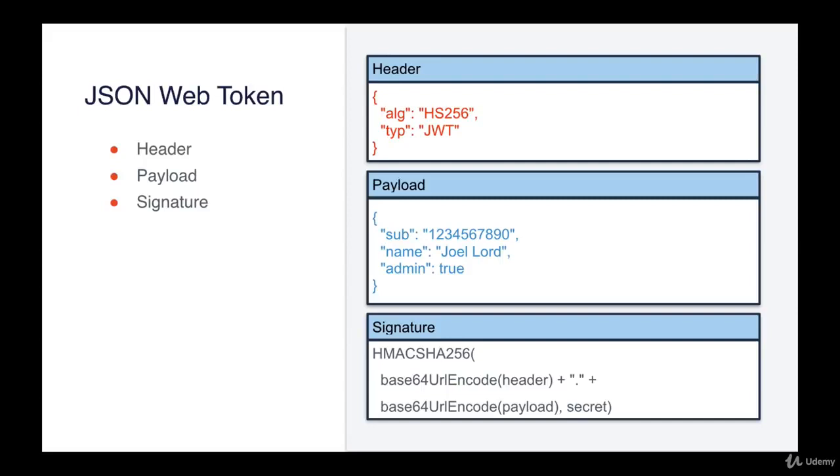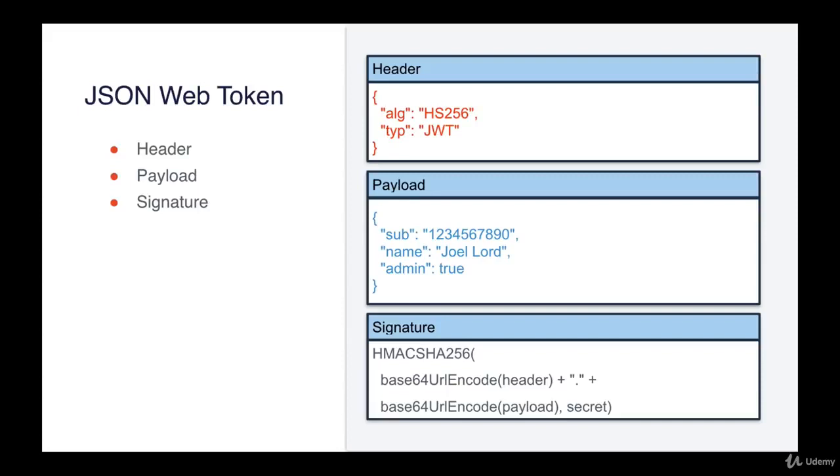It also has a payload, and the payload will have multiple properties. So it could have a sub, which is the subject or the user ID. It could have the expiry date. It could have the issued date. It could have the issuer as well. So there's a bunch of different properties that are defined in the standard, but it could also have just about any information about the user, like the name or his role, and so on.